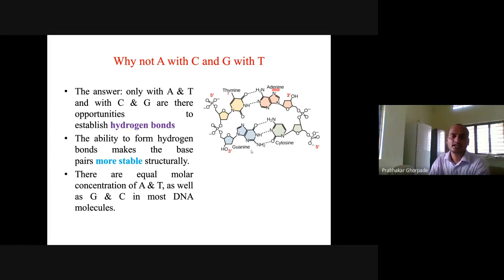So that is the reason why this pairing is important. And this dashed line you see here is the hydrogen bond. Between adenine and thymine there are two hydrogen bonds, and between guanine and cytosine there are 1, 2, 3, so there are 3 bonds. So adenine base pairs with thymine with 2 bonds, and guanine with cytosine with 3 bonds. There are equal molar concentrations of adenine and thymine, as well as guanine and cytosine, in most DNA molecules.